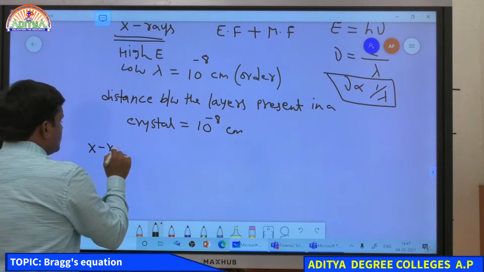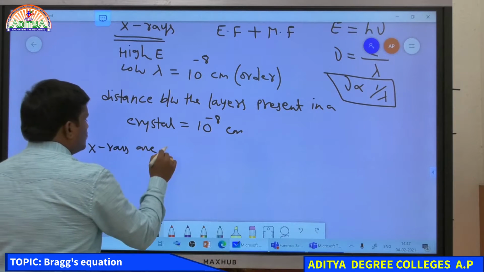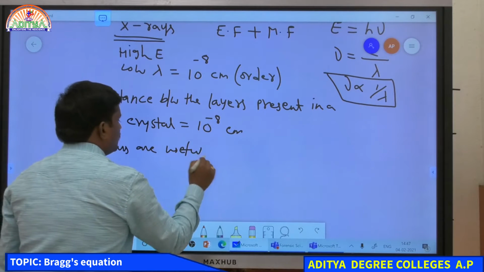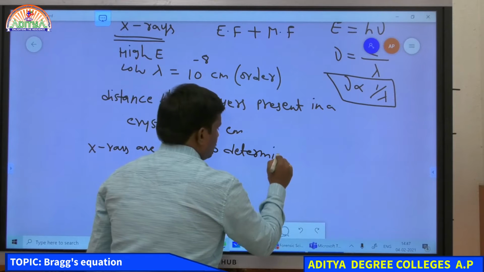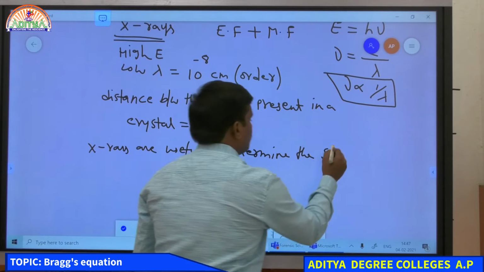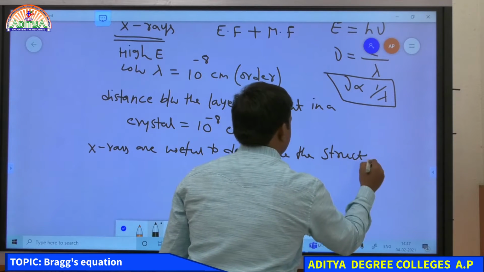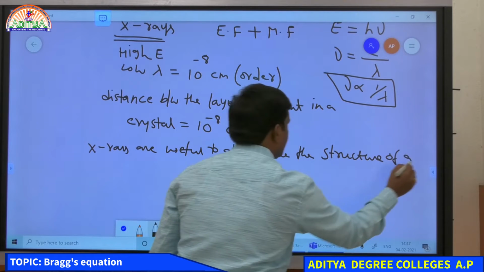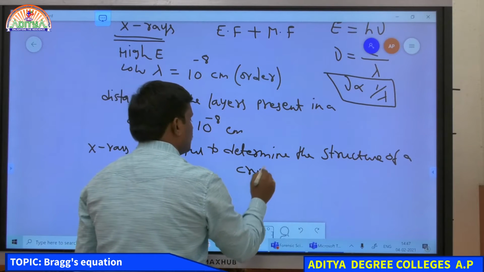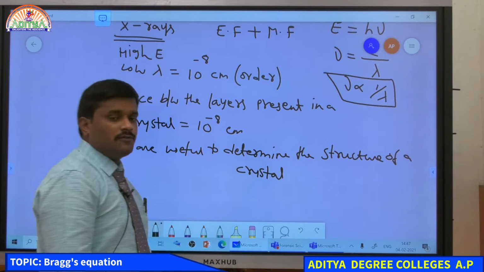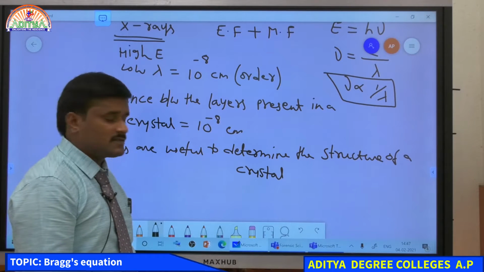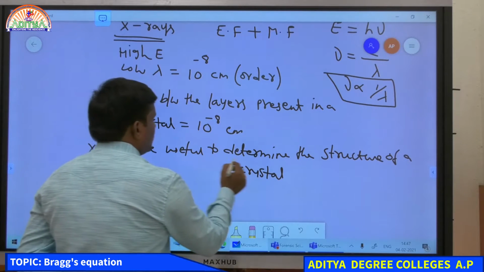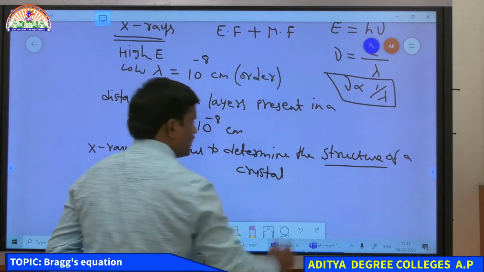So X-rays are useful to determine the structure of a crystal. This is only because the wavelength is equal to the distance between the layers. So these are useful to determine the structure of crystals.